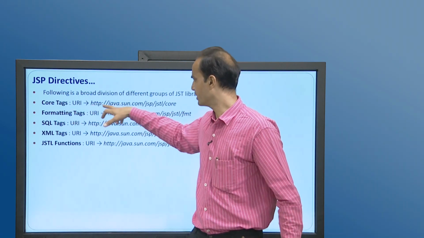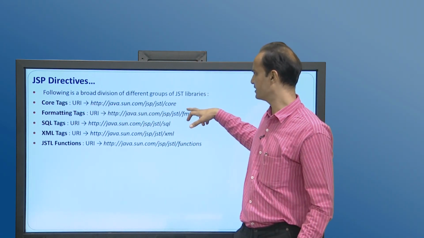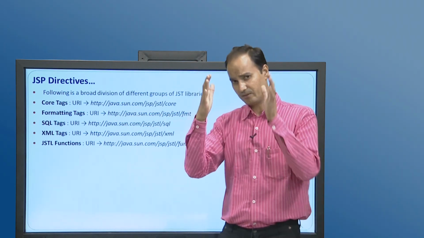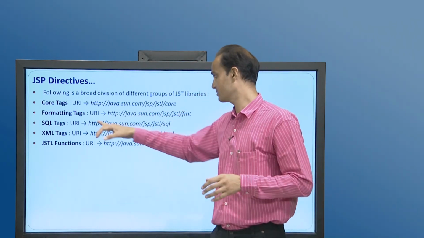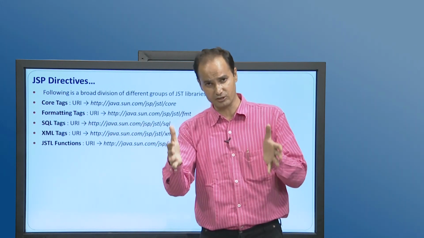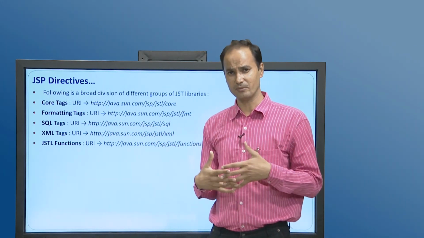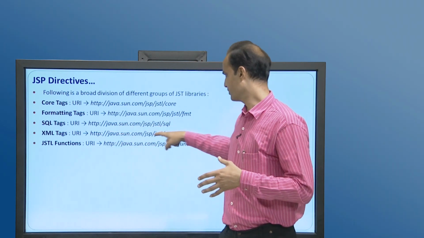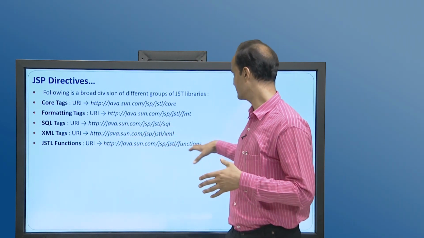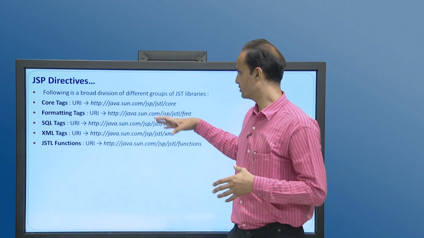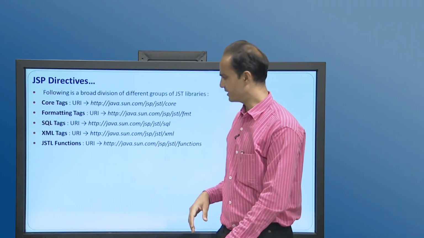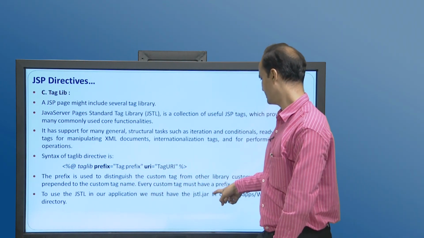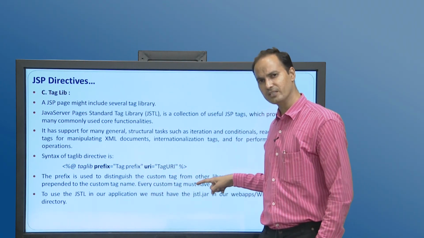The core tag library URI is like this, you can get it. The formatting tag library, if you want to format the page in different formatting manners. SQL, if you want to manipulate SQL functionality in a JSP file, then you have to use this taglib. XML functionality and other JSTL functionalities as well. So, this JSP directive plays a vital role, and to use JSTL in our application we must have the JSTL.jar, which is very important that you need to know.